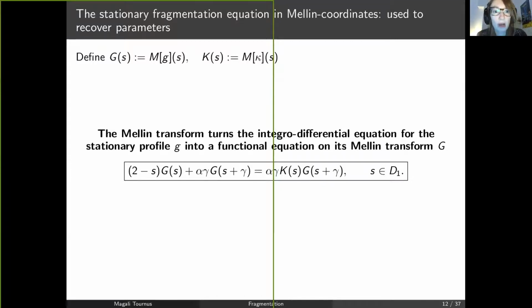First, if I give you the parameters alpha, gamma, and kappa, then you can compute K, the Mellin transform of kappa, solve this functional equation, find capital G, use the inverse Mellin transform, and find the stationary profile small g. Or if you know alpha and gamma and the stationary profile small g, you can compute capital G, its Mellin transform, and then get K from the equation and recover the fragmentation kernel. So this equation will be crucial in our inverse problem.